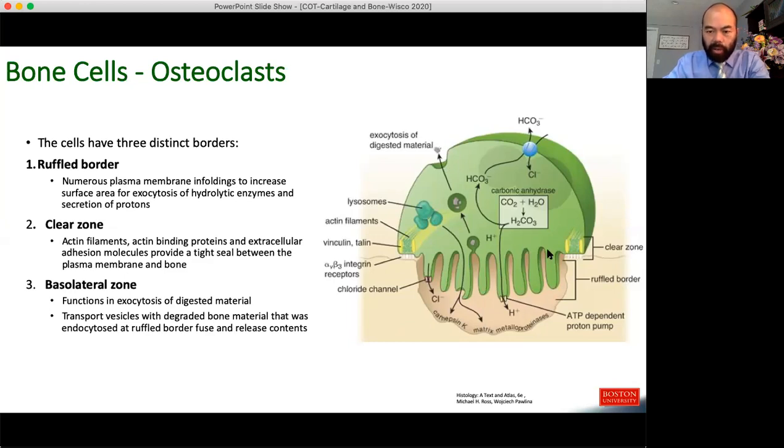So what happens is that we're going to secrete our enzymes and our protons to break down the bone matrix, and the osteoclast will endocytose the broken pieces of bone and will exocytose that out into the vascular system via the basolateral zone. Okay? So you do need to know about protons. You do need to know about chlorides, simply because that's where we get acids. And you do need to know about the enzymes, that it secretes enzymes in order to break down our collagen and our matrix. Very cool stuff.